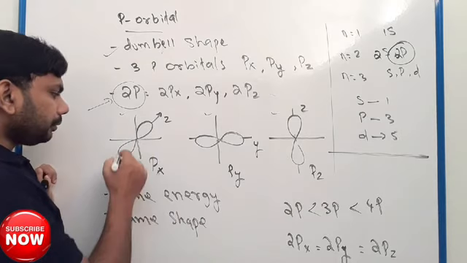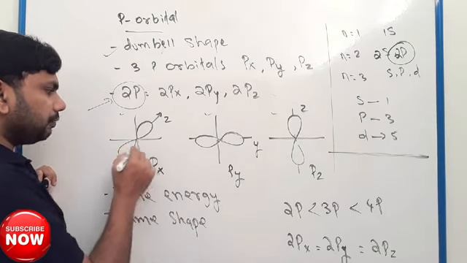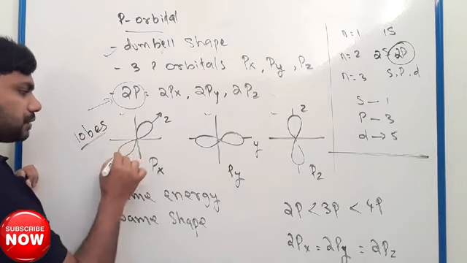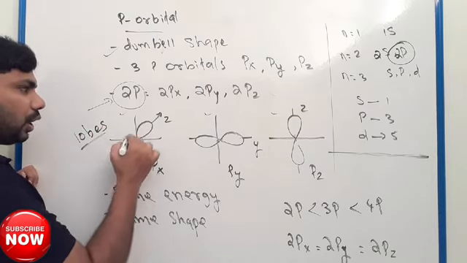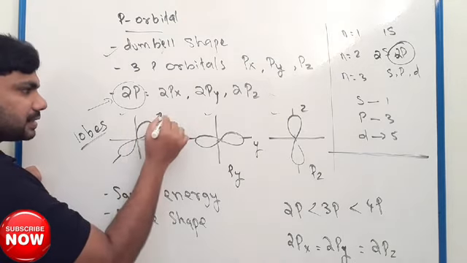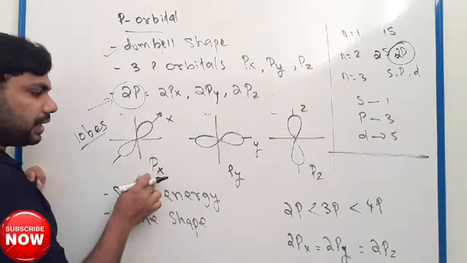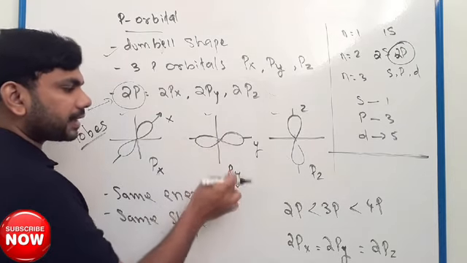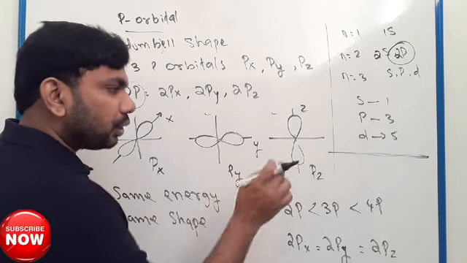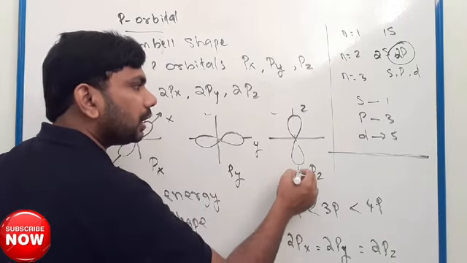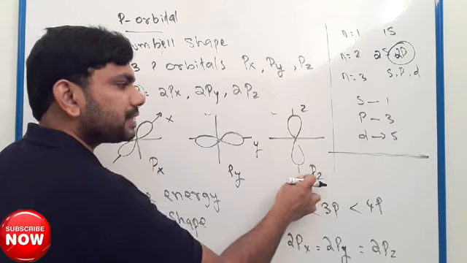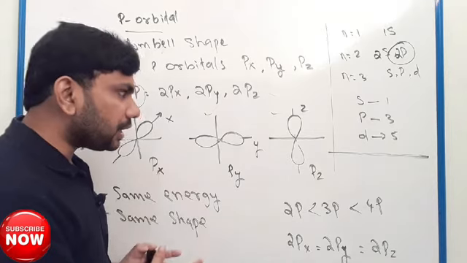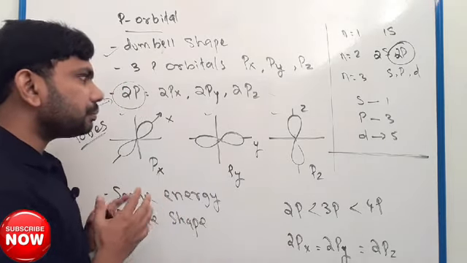Px means we will call lobes of atomic orbital along x-axis, that is px. Lobes of atomic orbital along y-axis, that is py. Lobes of atomic orbital along z-axis, that is pz. So these are different atomic orbitals. They have the same energy. Okay, they have the same shape.